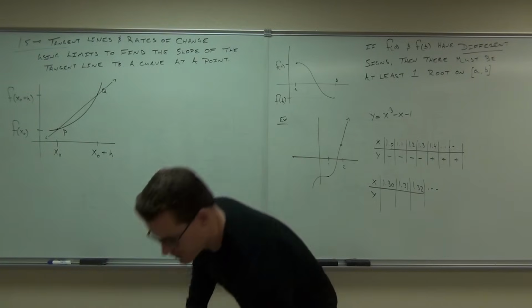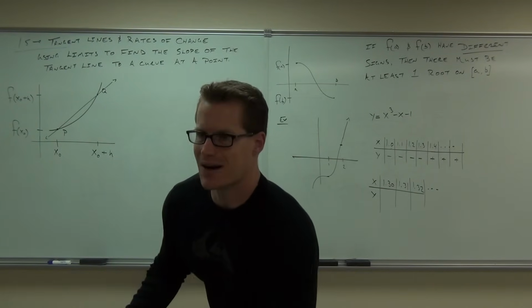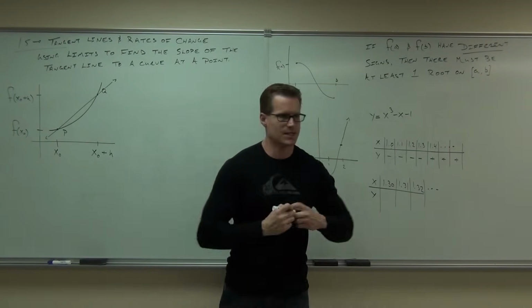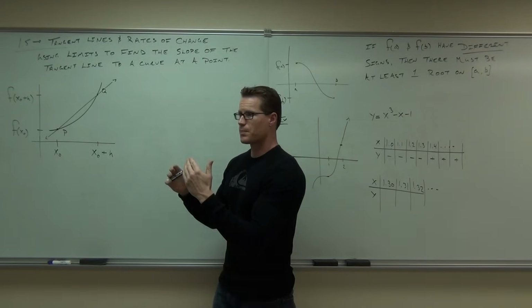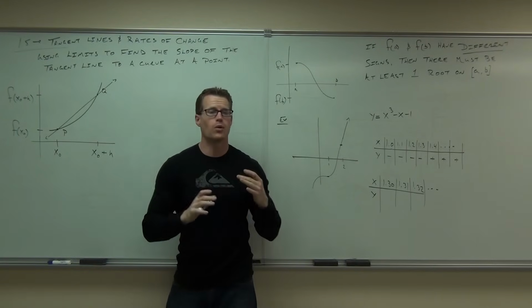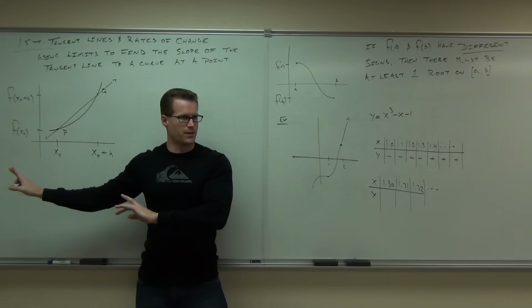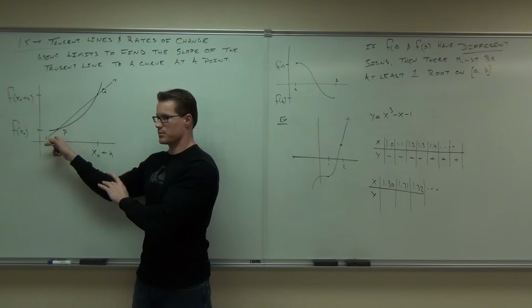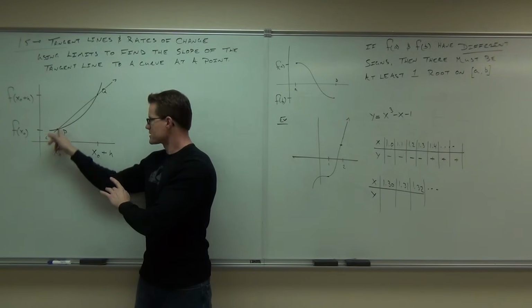So we now have this thing. What we want to do, remember our idea is this. Never forget the idea. We want to find the slope of the tangent line to a curve at a point. Our point is point P right now. Are you with me on that? We want to find the slope of this curve at point P, basically, is what we're doing. So this is our point.